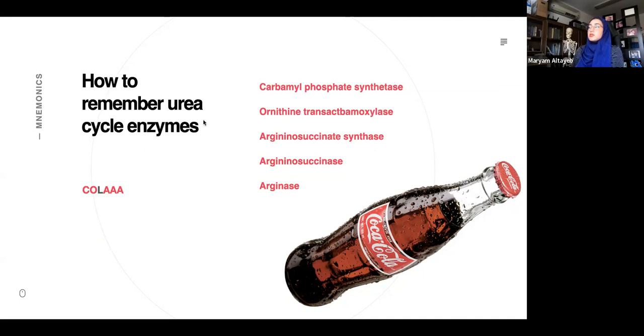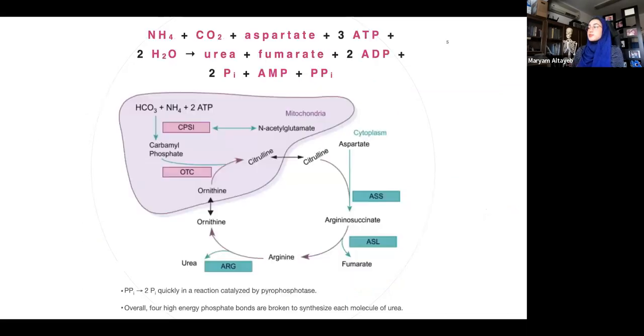I know I spent a bit of time on this, but I really want you guys to remember this because it's going to make your memorization of the urea cycle 100 times easier. So now let's take a look at the urea cycle. In the urea cycle, NH4, or ammonia, combines with CO2, aspartate, and 3 ATP and 2 waters to give us urea, fumarate, 2 ADP, 2 phosphate, and 1 AMP. I know this kind of looks confusing now, and we're going to go through it step by step.